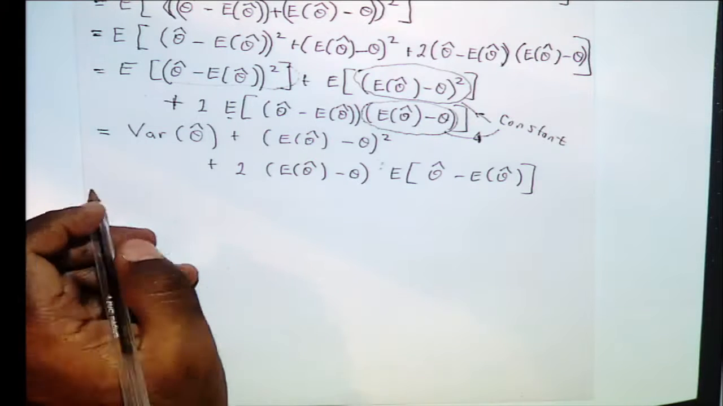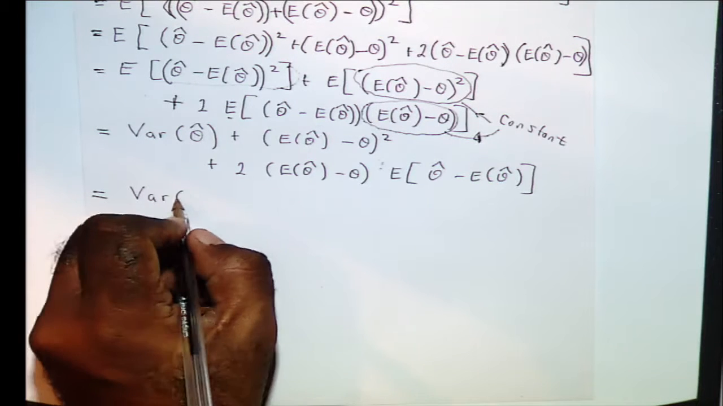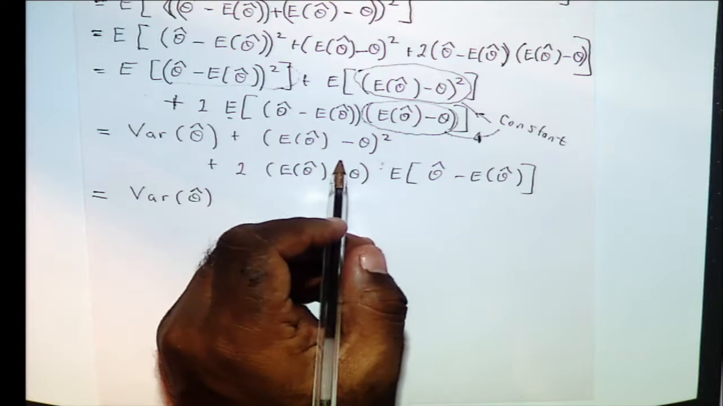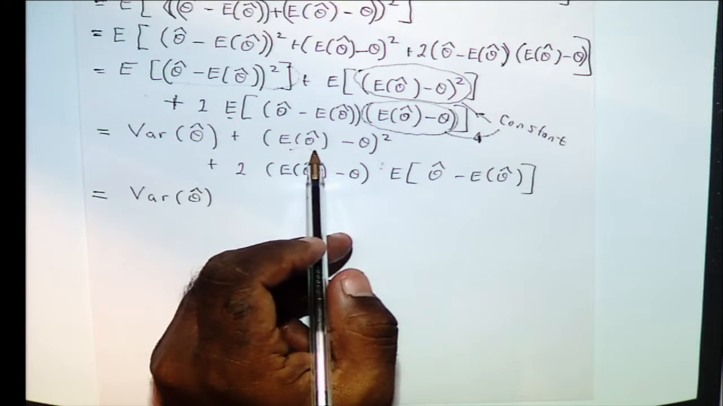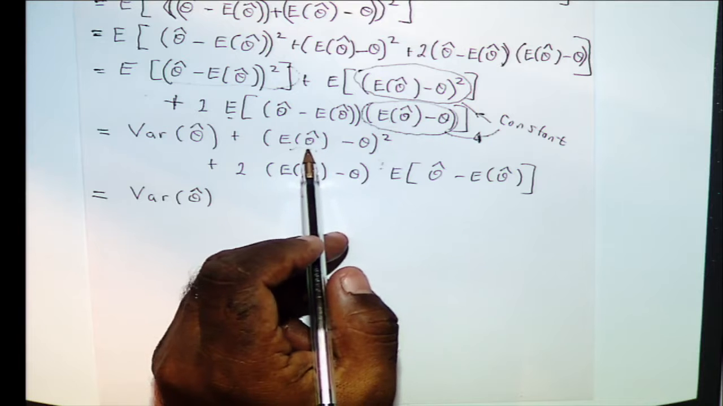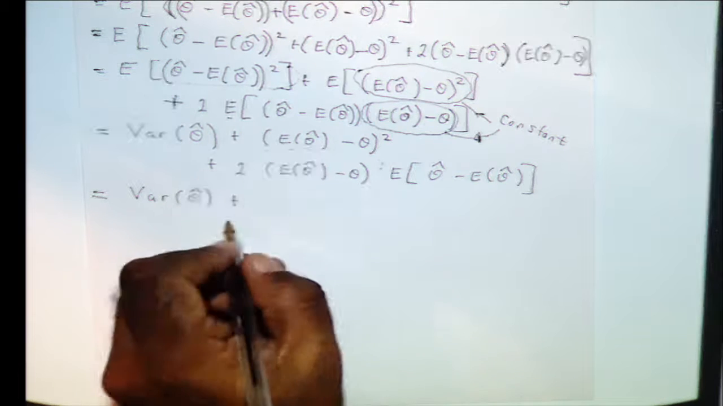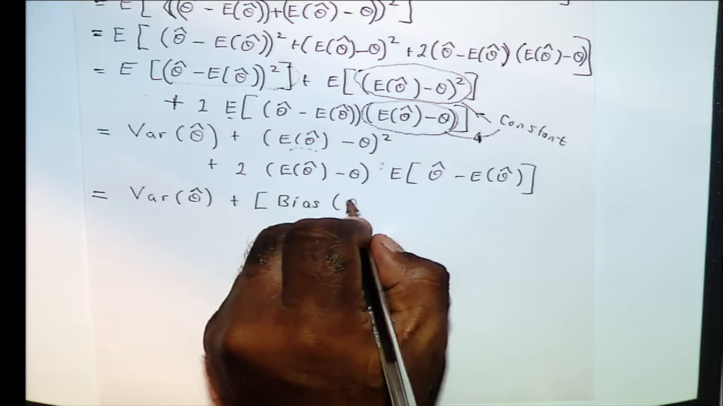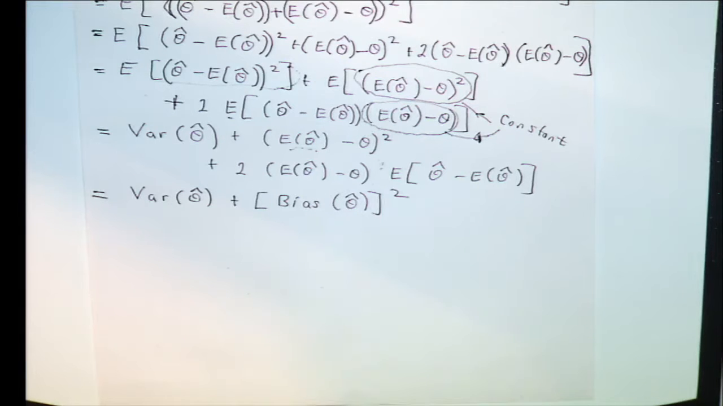Right, now next line, the variance of theta hat. Now this thing, you should remember, just a few slides ago, I defined the bias of theta hat as the expectation of theta hat minus theta. So what you have here is simply the bias of theta hat squared, right?